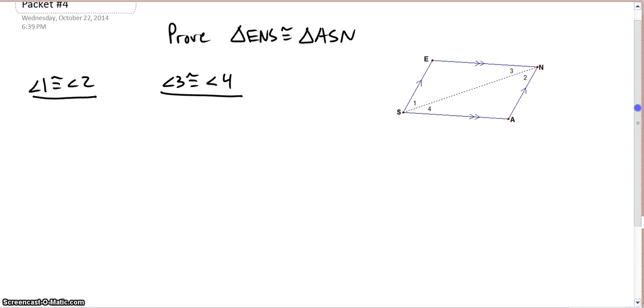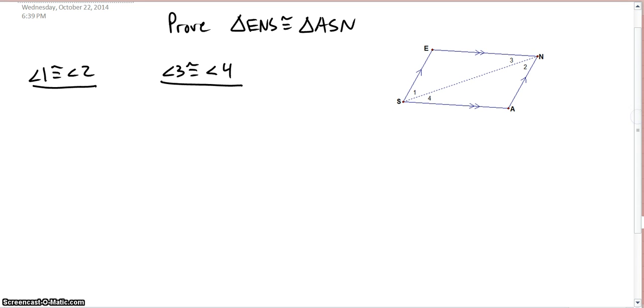Alright, geometry, this is number 4 in the proof packet. Again, I've got my proof statement written up top. I have my givens underlined and my diagram. Pause now and go ahead and copy those in your packet.